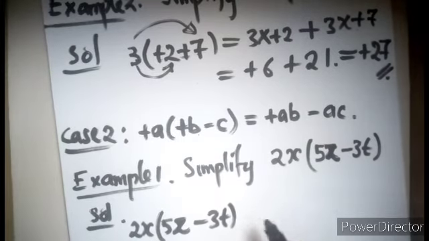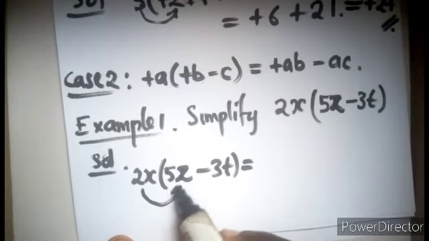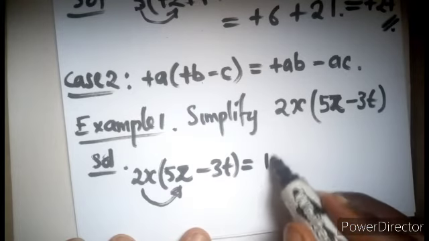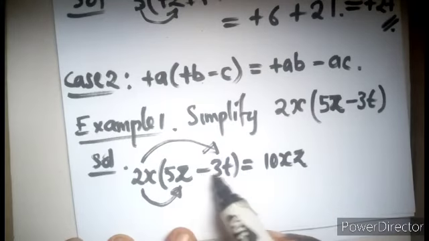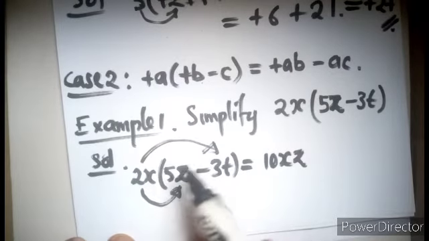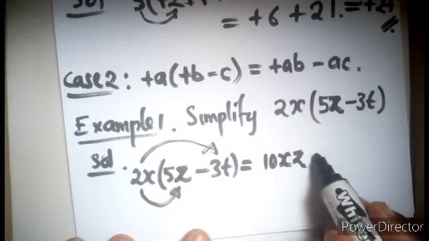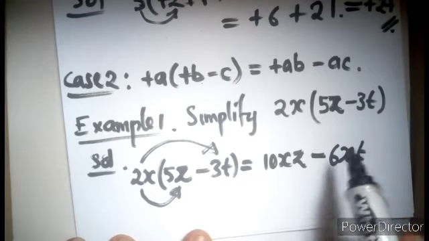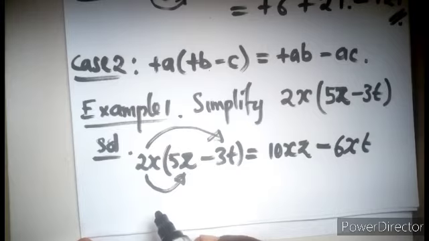When you open the brackets, you are going to have 2x times 5z, and 2x times 5z is what? 10xz. Then 2x times what? Negative 3t. Okay, this is positive clearly. So positive 2x times negative 3t gives us what? Negative what? 6xt. Okay, good.